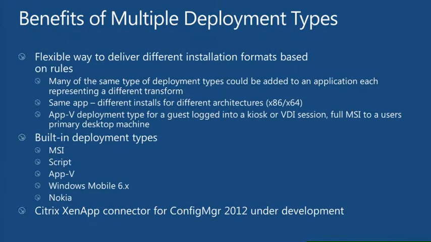We also have a couple of mobile deployment types, so Windows Mobile 6.5, Nokia. This is in 2012. In System Center 2012 SP1, we'll be adding a few more types of deployment types, and I'll be walking you through those later. The other thing to keep in mind is that this whole framework of deployment types is made to be very extensible. We allow partners to build on top of this. So Citrix, for example, has a XenApp connector for ConfigMan 2012, and you'll have a Citrix deployment type that's currently in production and should be ready shortly.